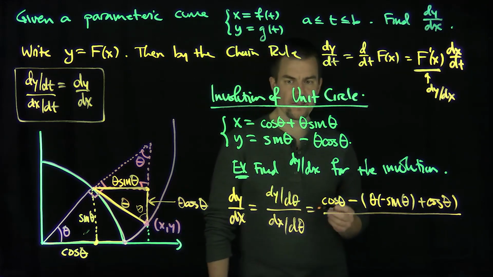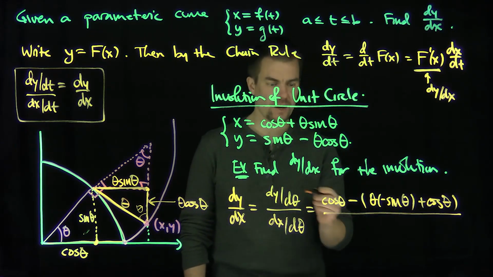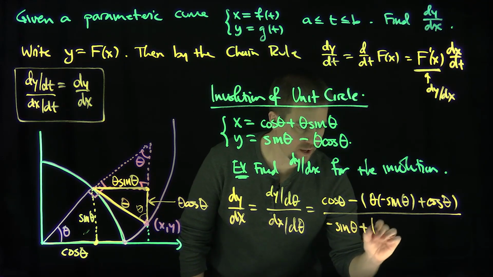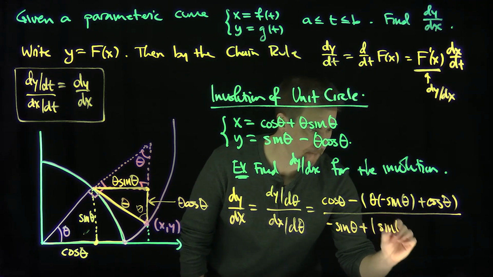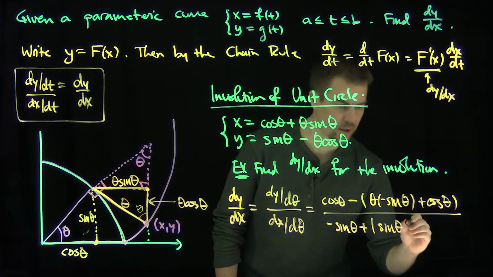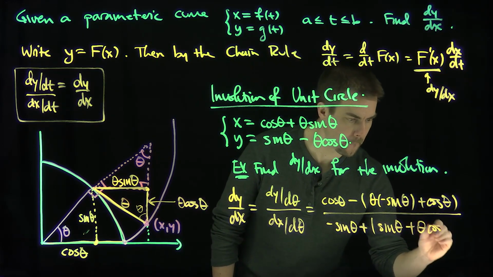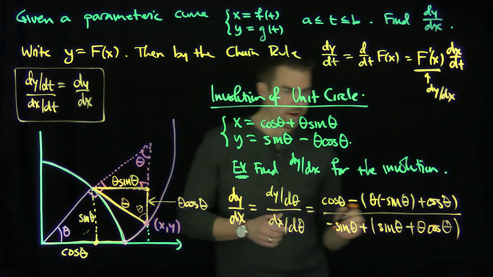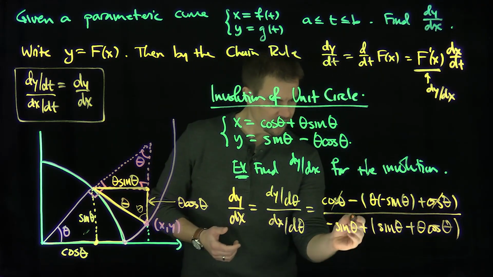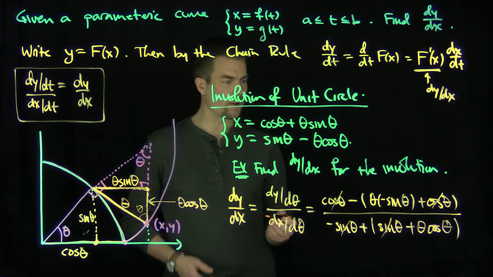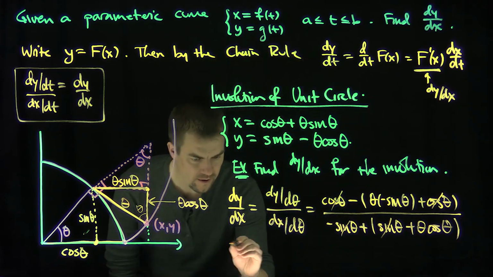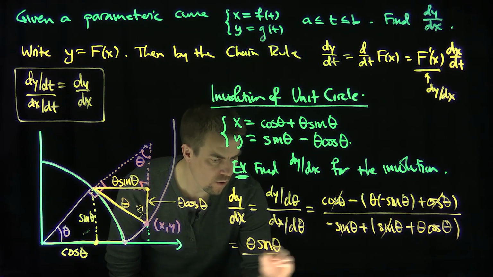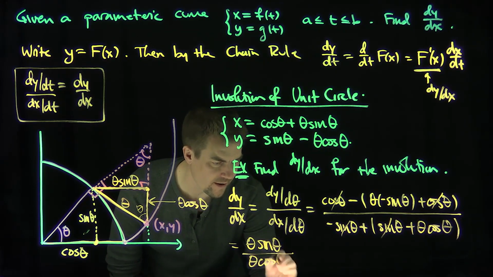Okay. And then the bottom: I've got to do dx d theta, which is going to be negative sine theta plus sine theta, and then plus theta cosine theta. Okay? So look what happens over here. In the numerator, the cosine is going to cancel, and in the denominator, the sine is going to cancel. So what are we left with? In the numerator, theta sine theta over theta cosine theta.